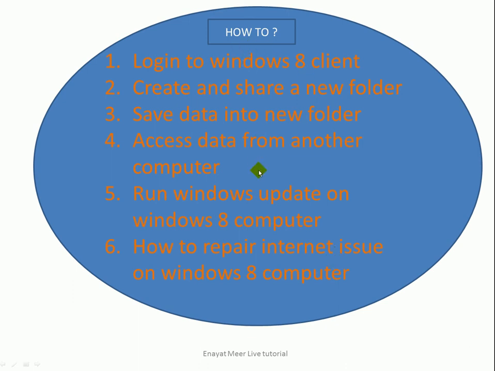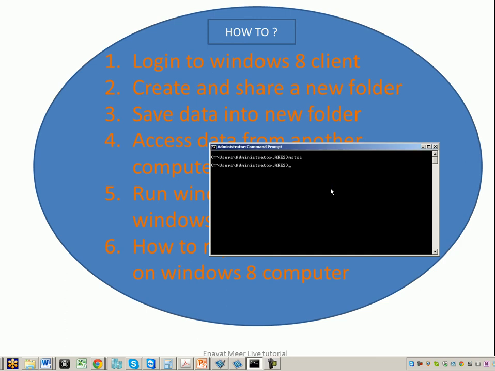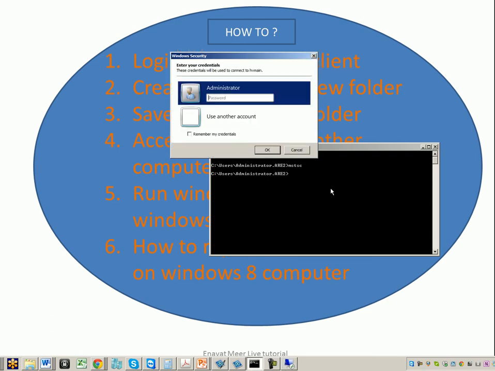Here, as I promised in my first slide, I'm going to show you how to log into your Windows 8 client and create and share a new folder, save data into a new folder, access data from another computer, run Windows Update on a Windows 8 computer, and how to repair an internet issue on Windows 8 if you have any problem. So let's go to my remote computer and show you these things first. I launched a command line from my physical computer right from here, and I will remote into another remote server. The server name is HV main. I will log into my admin account.